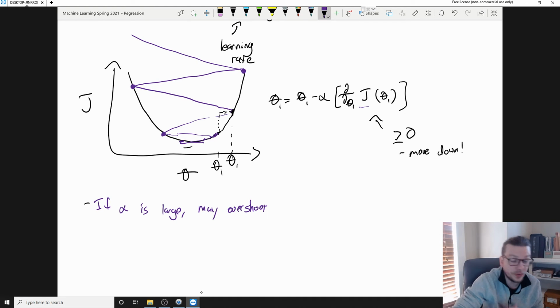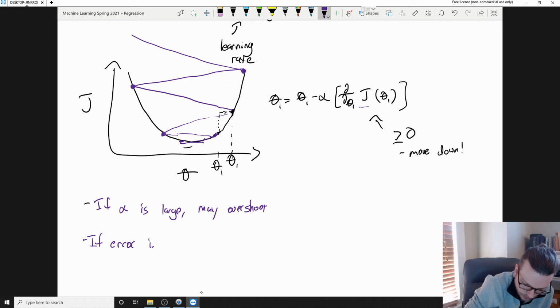Exactly. You move in the wrong direction, and you move in that wrong direction infinitely. You spiral out of control. If error increases over time, you are diverging.